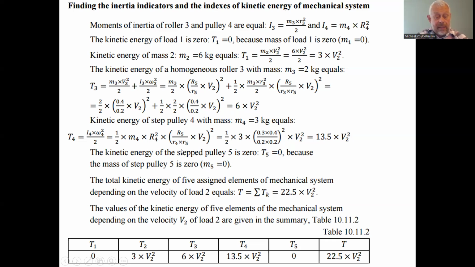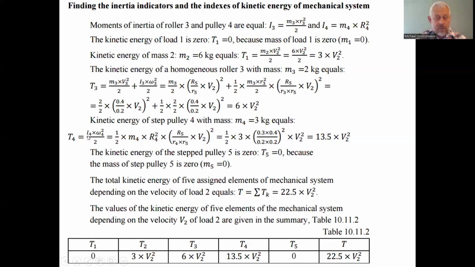Kinetic energy of the step pulley 4 with mass 3 kilos equals... This pulley, the step pulley, experiences only rotation because its axis is in a fixed location, so it rotates only over the fixed axis. So we have the mass, and it is only the kinetic energy of its rotation, equal to the moment of inertia of this pulley 4. This 2 comes from the formula of the kinetic energy.